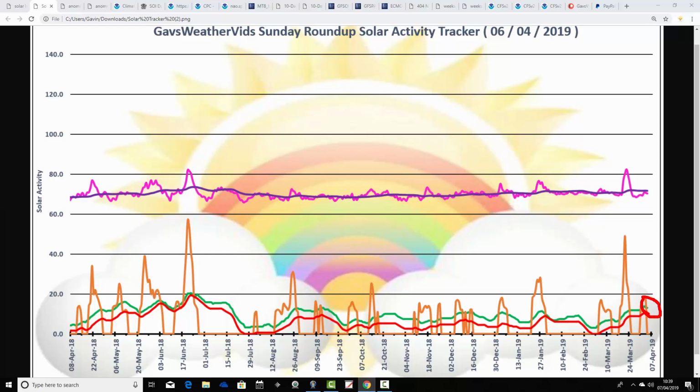So I would suspect we're going to see these trend lines, which are the thick green and the thick red lines, ticking down over the next few days once again. But still a little bit up and down. I don't think we're finished with solar cycle number 24 just yet. We are almost finished with it, but I don't think we're quite finished with it just yet. I think that's what the solar activity tracker is telling us.